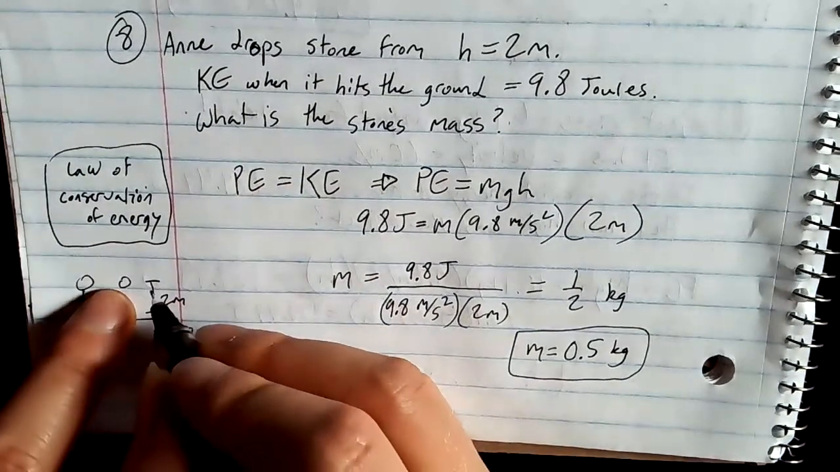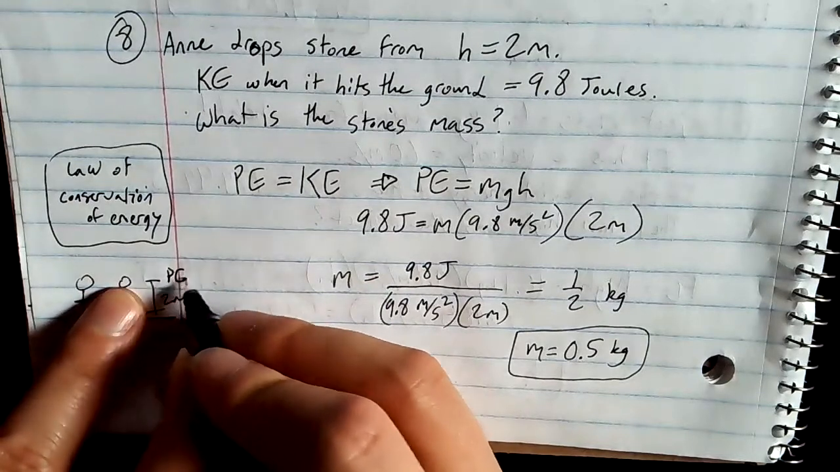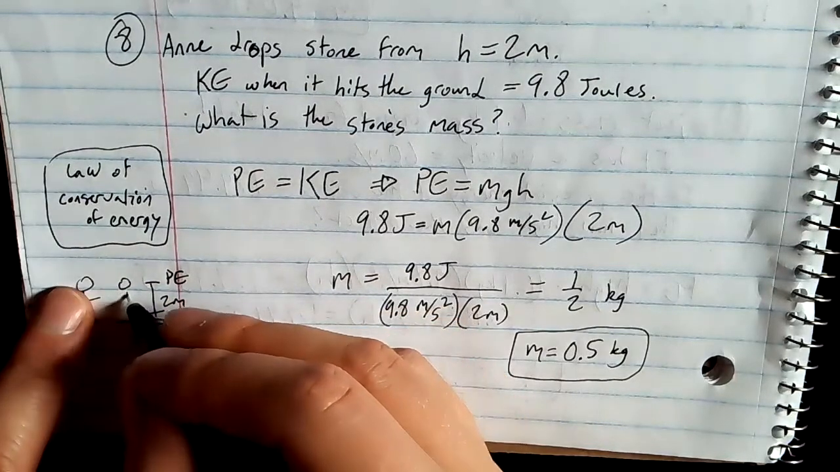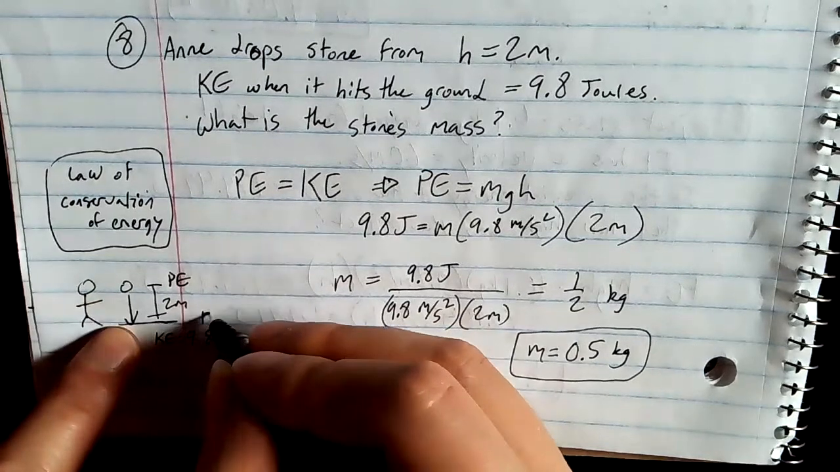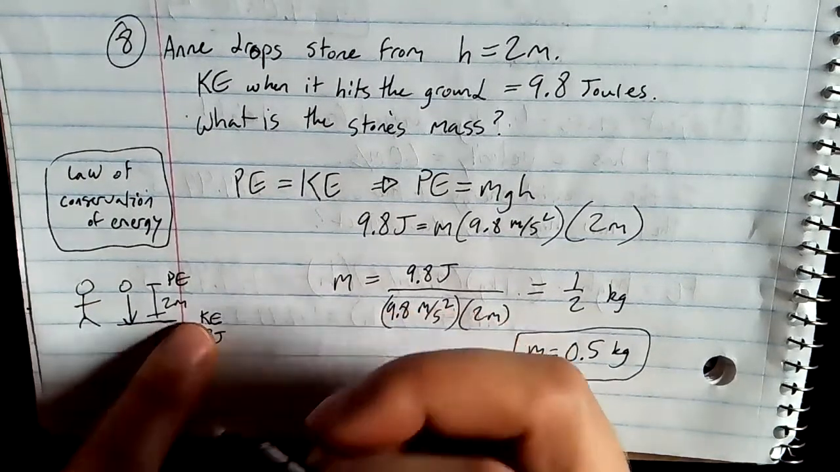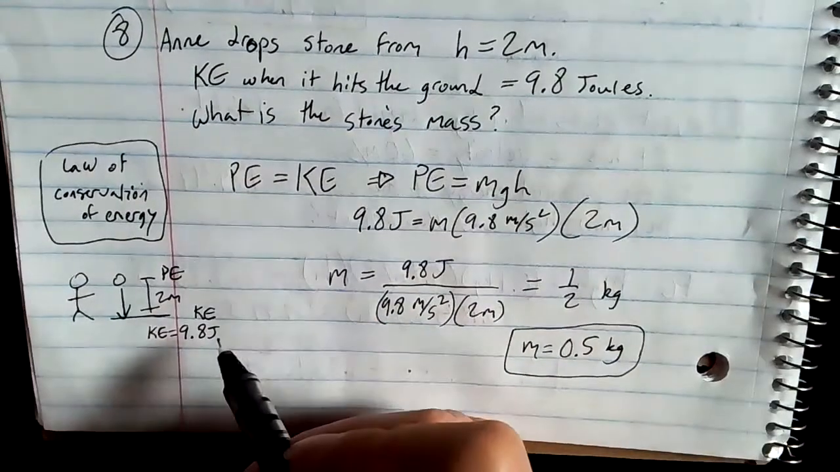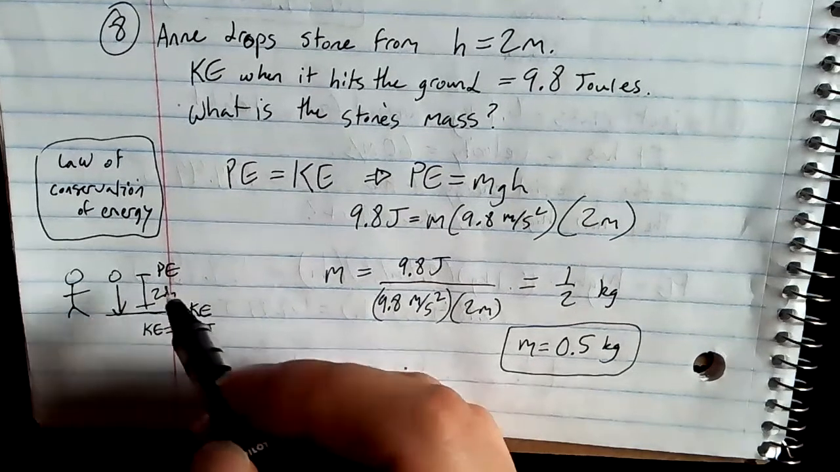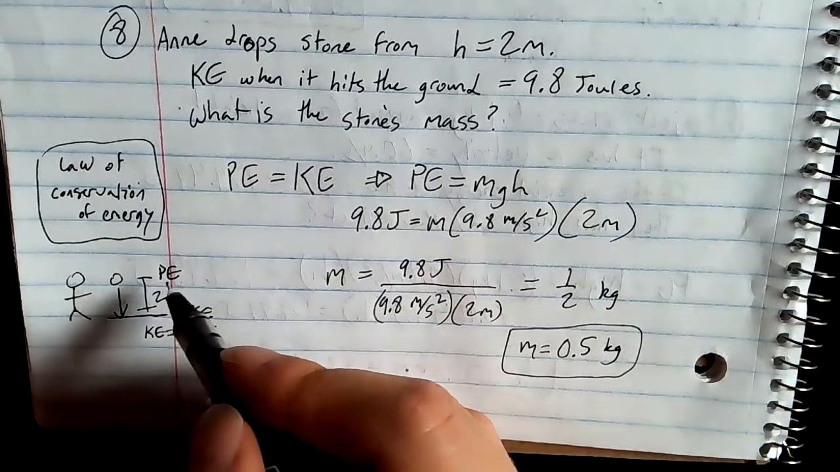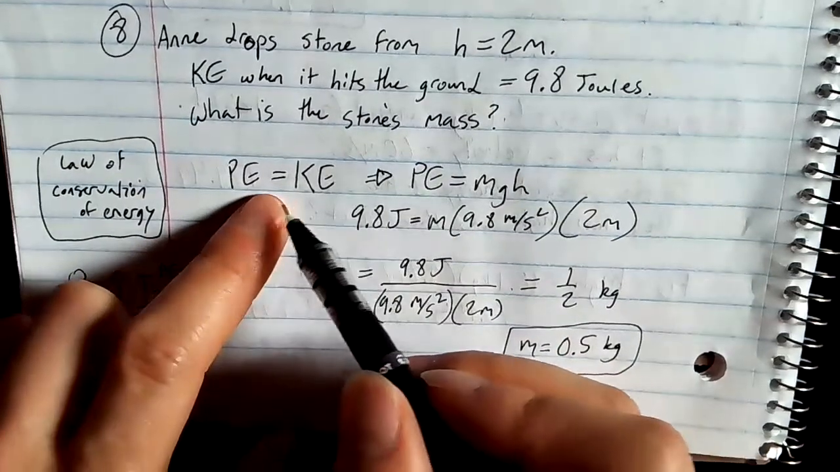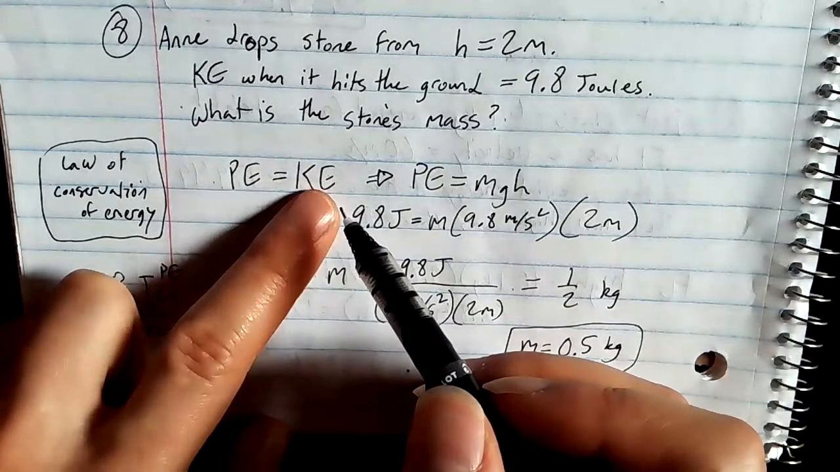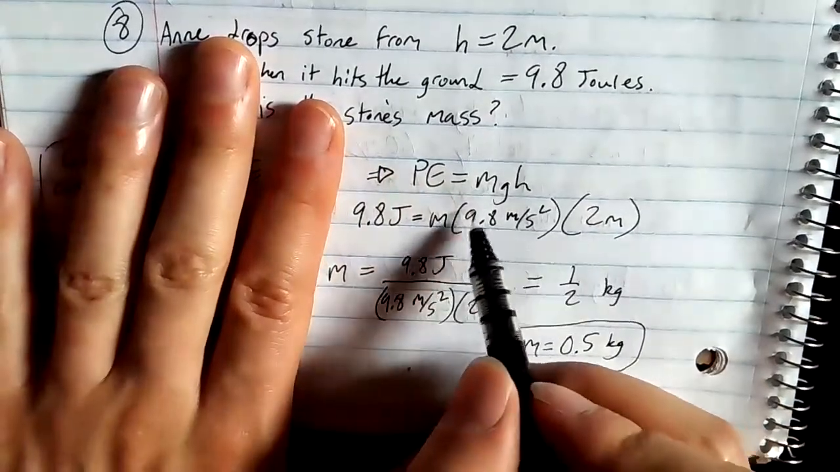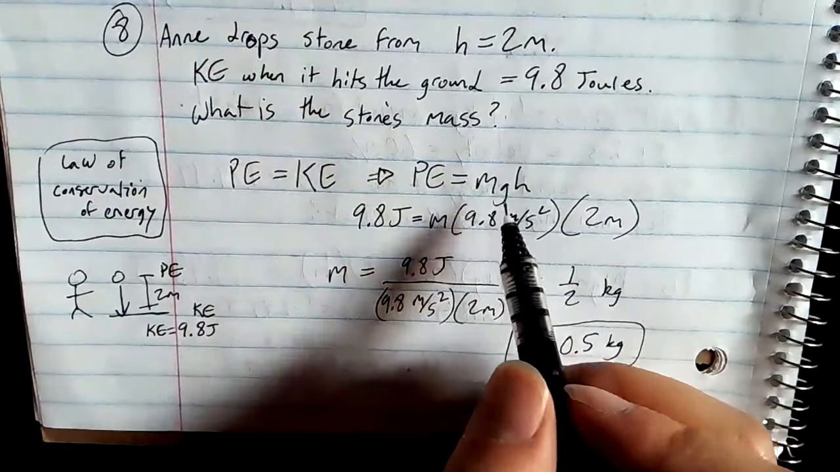If you hold an object above the ground, it has stored potential energy. And once you release it and it goes towards the ground, that potential energy transforms into kinetic energy. And the kinetic energy, once it hits the ground, is equal to the potential energy at the beginning. So we can use that first equation. The potential energy is equal to the kinetic energy, so we can use the potential energy equation and solve for the mass, m.